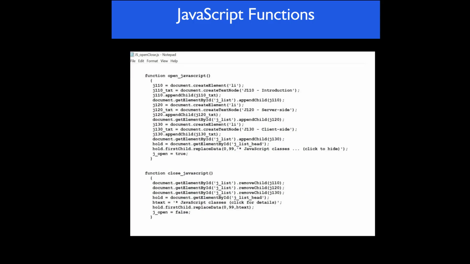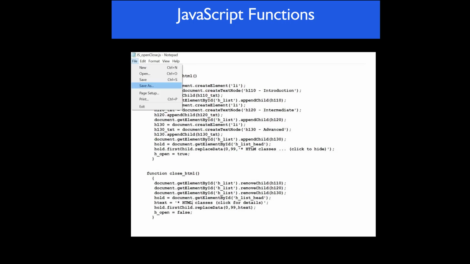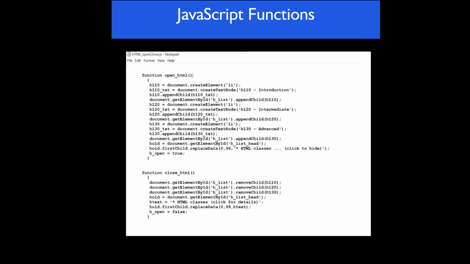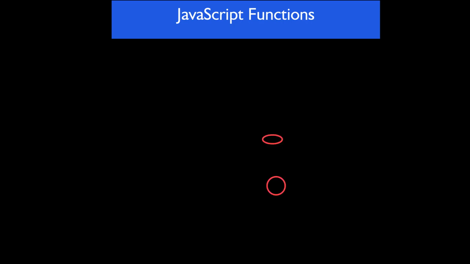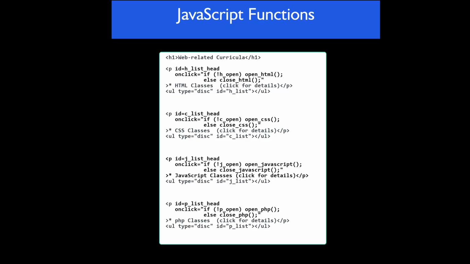At this point, you can use our trick of changing the script file for use with the other courses and then doing a save as HTML_openclose.js and then CSS_openclose.js and PHP_openclose.js respectively, and then referring to these scripts from your original HTML page.